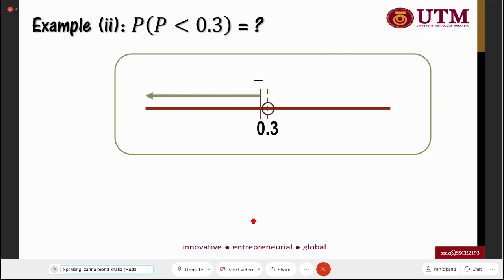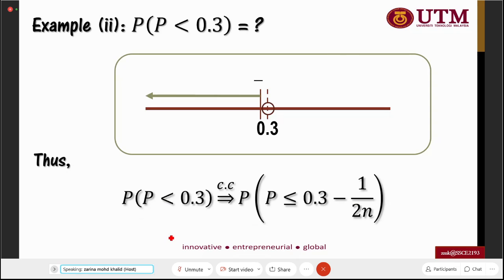So the area that you want to find is the probability P less than or equal to 0.3 minus 1 over 2n. You don't want to include 0.3, so you have to stop just before 0.3, that's why you have to minus. And notice the change in the inequality here. Less than, you use a dash line. After the CC, you change to less than or equal to. So the area is up to 0.3 minus 1 over 2n.